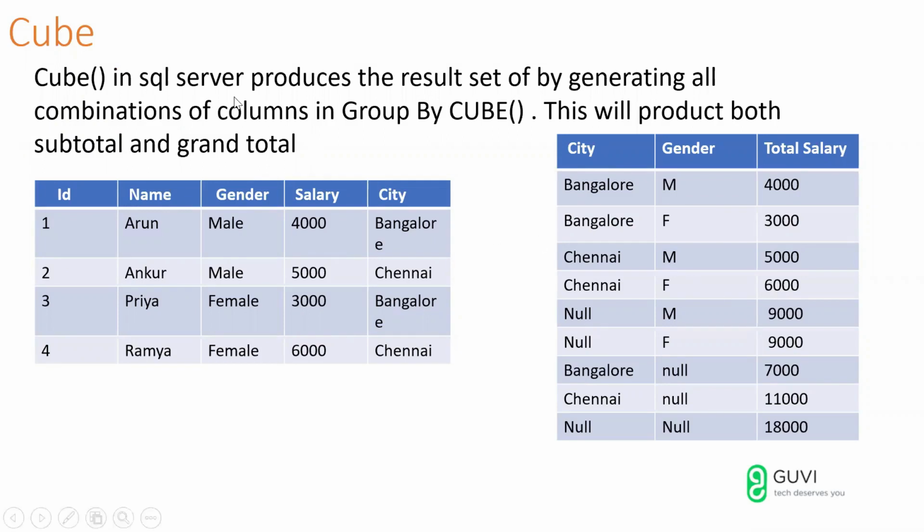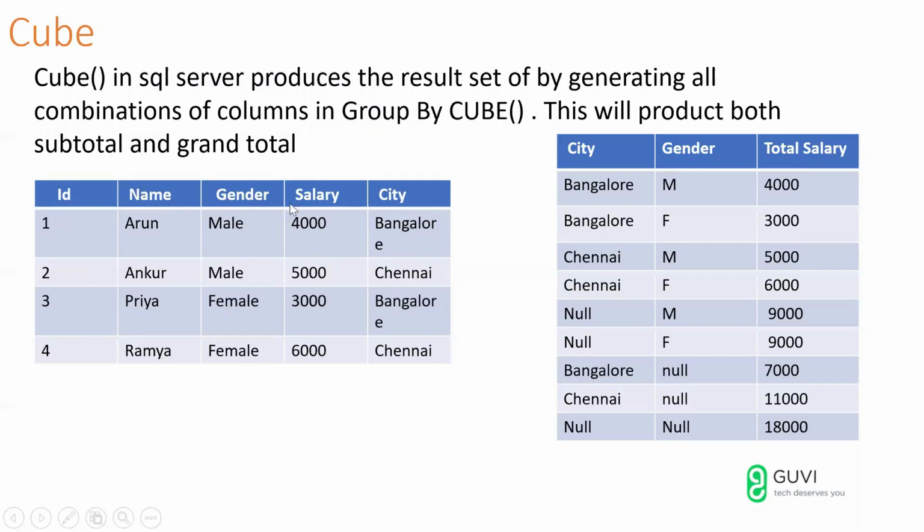The cube function in SQL Server produces the result sets by generating all combinations of columns in a group by clause. So the syntax is group by, then you put cube, and then you say what the column combinations are. It produces the result sets. In this example that we have been using from the previous lecture, I have this table. Now when I say cube of gender and also city, I want to get the output for gender and city for cube.